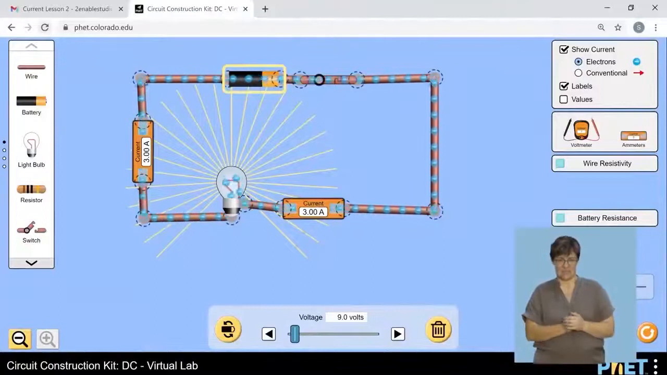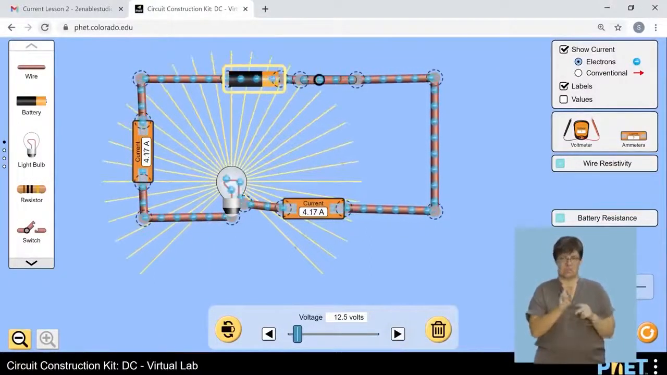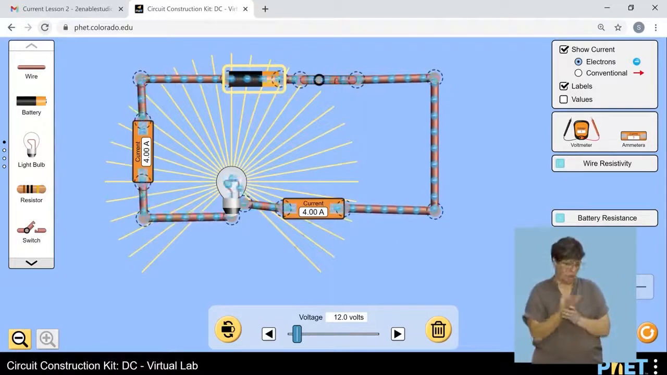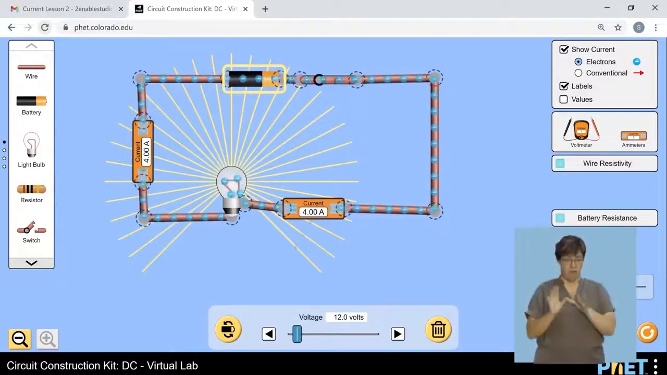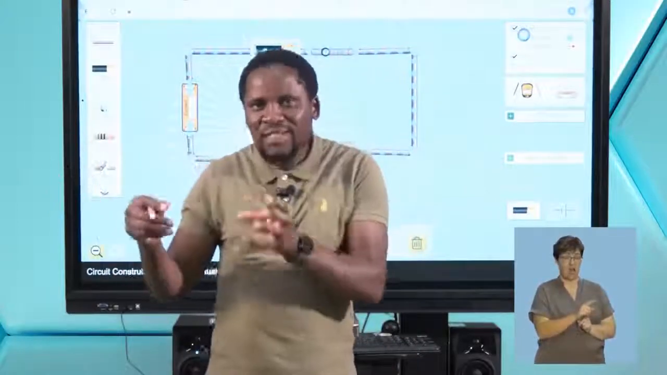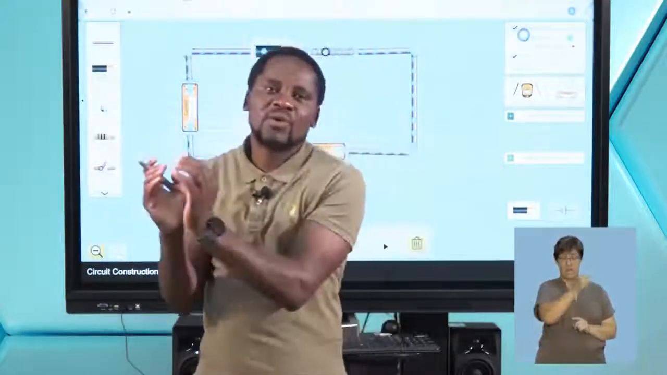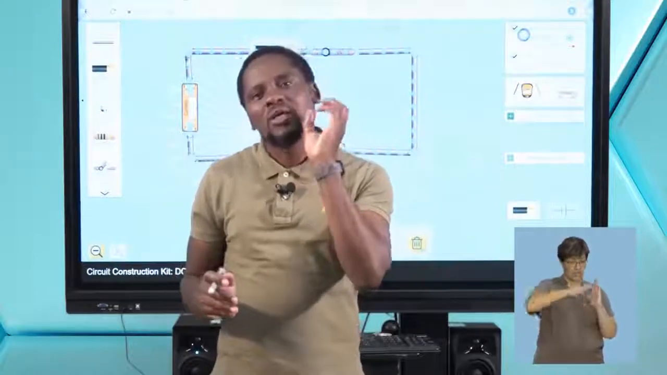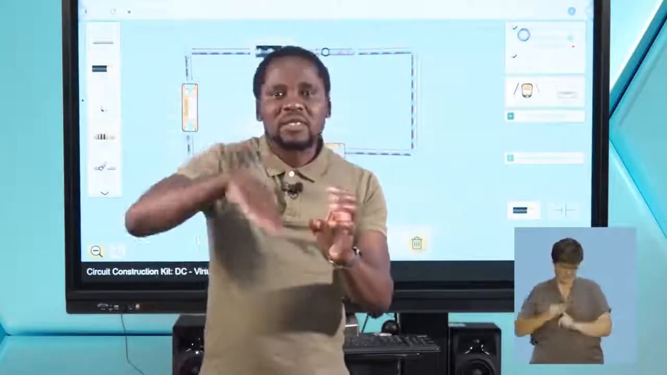Let's make it even more and see what happens. Let's make that, say, 12 volts, okay? You can see even now it's 4 amperes. 4 amperes, even brighter, okay? So now there is some relationship that exists here. The greater the magnitude of amperage or current reading, the more the quantity of charge passes through a point per second.